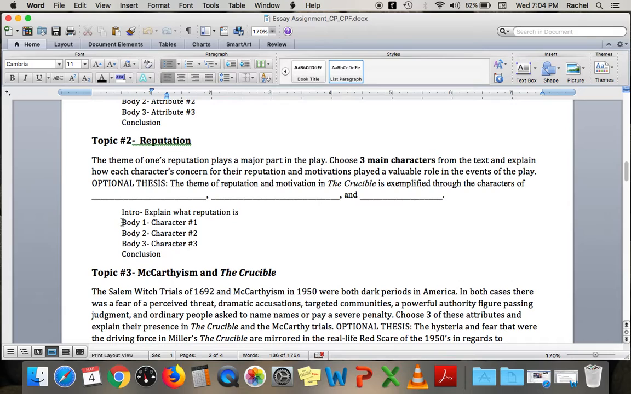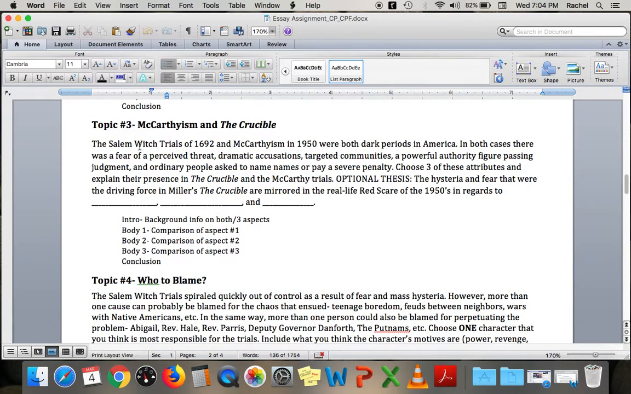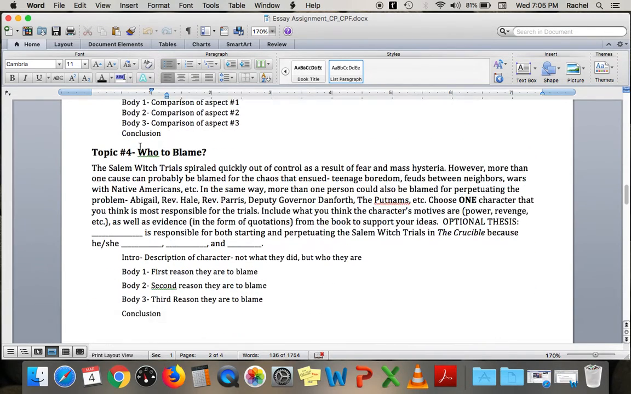If you're dealing with reputation, you're going to pick 3 separate characters who were concerned with their reputation. If you're going to deal with McCarthyism and the Crucible, you're going to use that handout that we discussed at the beginning of the play, where the chart on one side was all the information about the Red Scare and communism and McCarthyism, and then I had you fill in everything about the Salem Witch Trials.